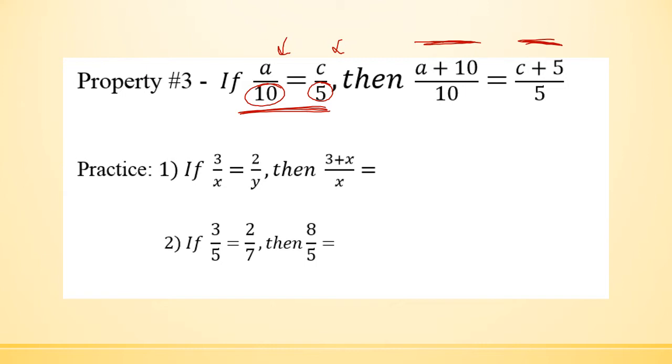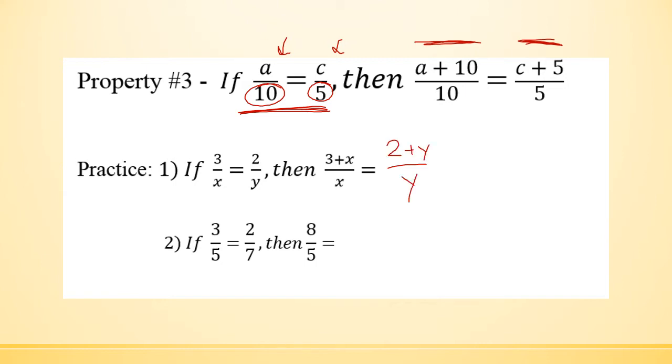So we want to take that and roll that into what's going on in this practice. If I have 3 over x equals 2 over y, then 3 plus x over x equals blank. It will be a fraction here. Why don't you take a shot at what you think it should be? Pause it, and I'll give you the answer in a moment.